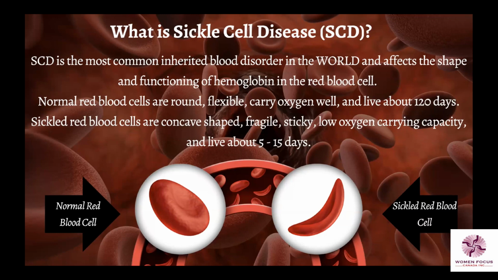On the right-hand side, you'll see a sickled cell. Okay, so you can see the cell is more oblong, it's concave in nature, it is more fragile. So normal red cells last about 120 days. Sickled cells last around 5 to 15 days. In addition, they're not able to even hold oxygen as well. So I don't have as many red cells flowing around my blood, and I also don't have as much oxygen flowing around my body to my tissues.